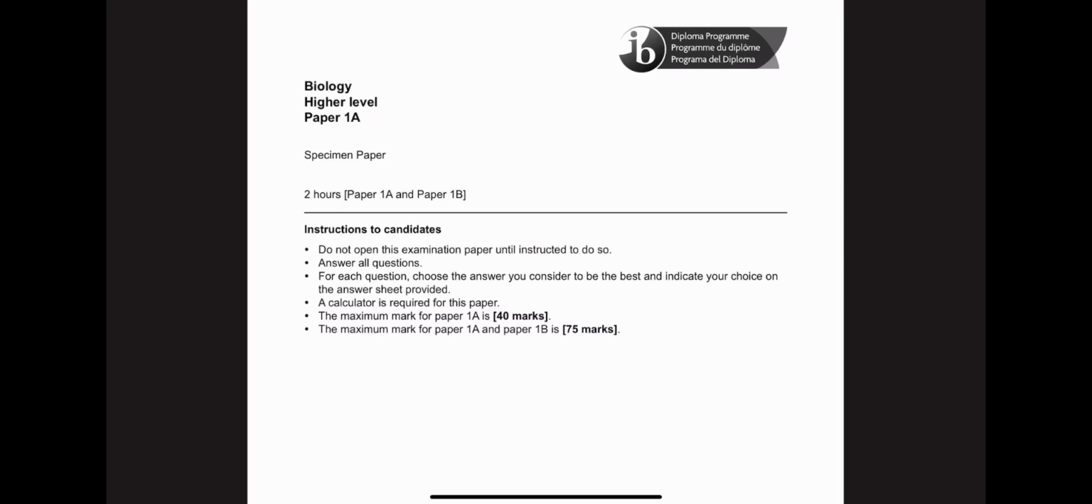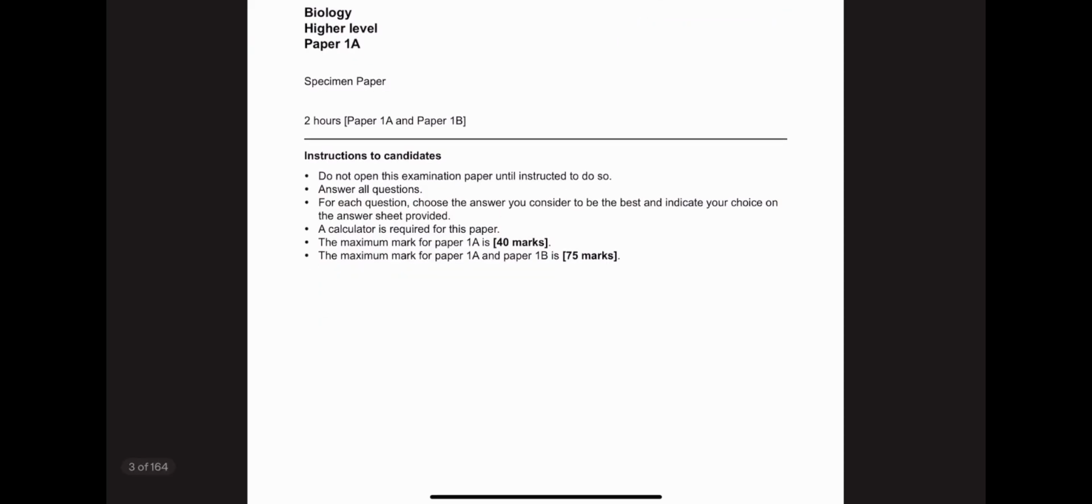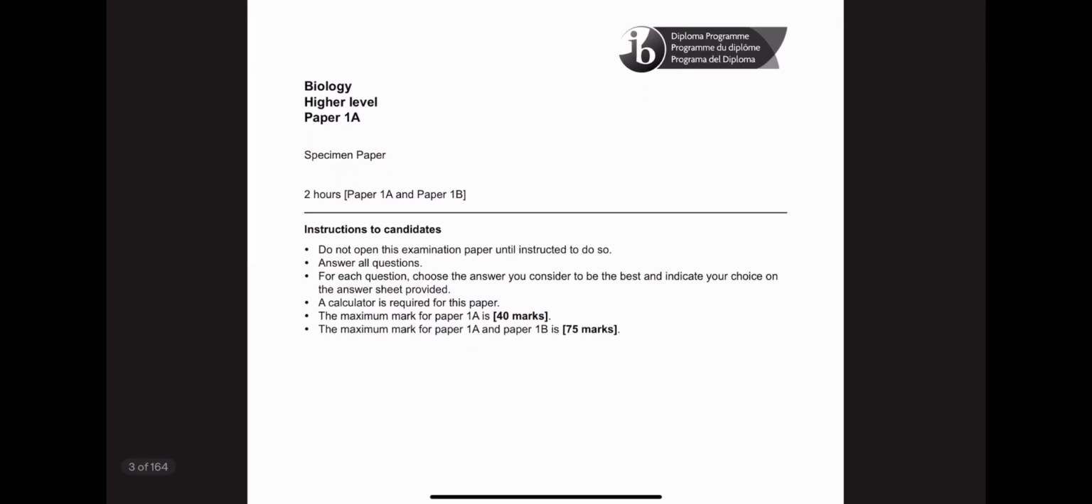Today we have an IB Biology specimen paper. That's paper 1A, which is a multiple choice paper. We're going to be going through this multiple choice section, just going through it blind, working through each of the solutions as you would, so you guys get a full understanding of how to answer each one. So without further ado, let's get right into it.